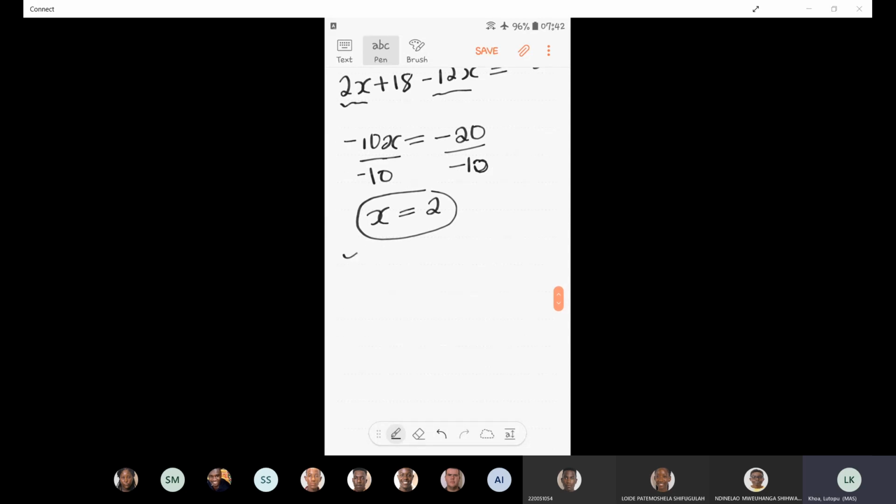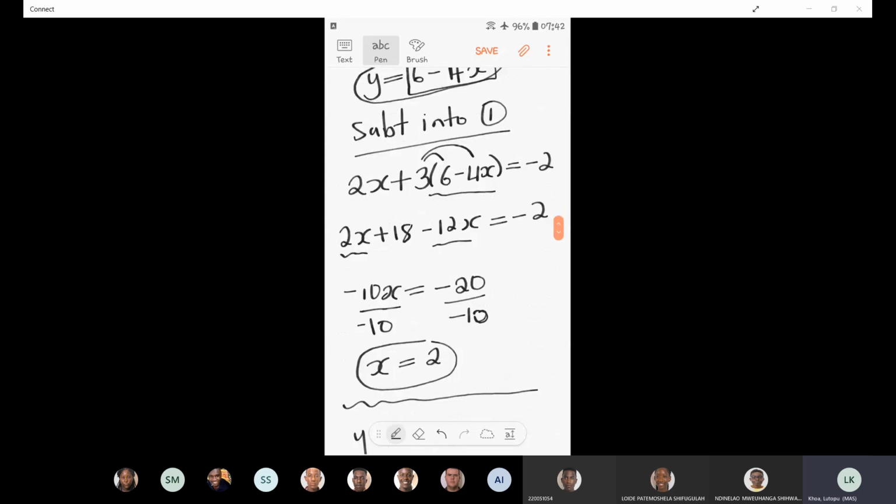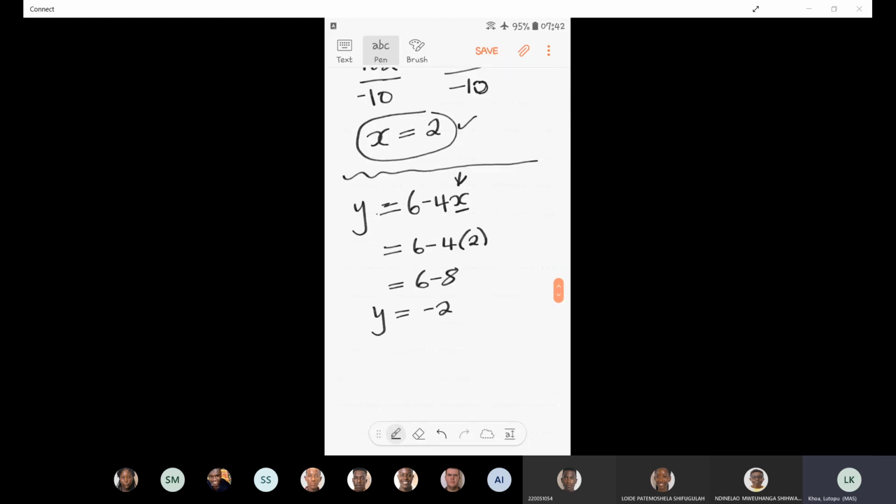Okay, now let's solve for y. We know our formula for y. It is this one, 6 over here. So we have 6 minus 4x. That is our formula. But now we know the value of x. So we will replace the x that we got over here right there. And then we solve it. So this is 6 minus 4 times 2. This is 6 minus 8. And this is equal to negative 2, which again is the exact same answer we got yesterday by using elimination.